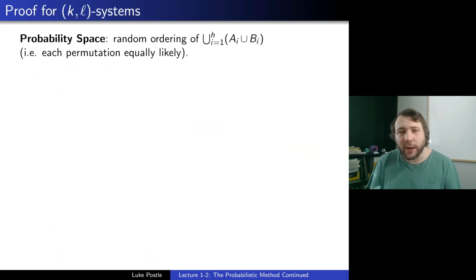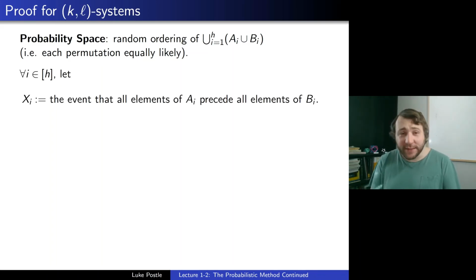What's going to be the probability space? As promised, we're going to take a random ordering of all of the vertices. So here, the union over i equals 1 to h of A_i union B_i. Anything that's not in any of the A_i or B_i, I could just delete. They don't matter. So we're going to take a random ordering of all the vertices that do matter. And what do I mean by random ordering? I.e., each permutation will be equally likely. So that is our probability space.